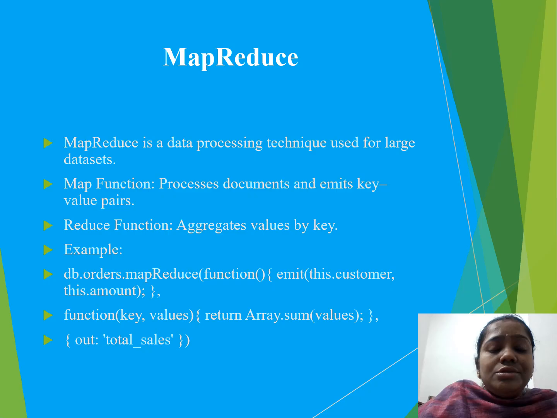MapReduce in a NoSQL database is a data processing technique used for large data sets. The map function processes the documents and emits the key-value pairs. Whenever we use MapReduce, we have to use the aggregate key values. The example of MapReduce is given in such a way that db.orders, where we use a function called mapReduce. MapReduce is a data processing technique that is used for reducing large data sets into a small data set. And the functions should also be used with the MapReduce along with the keys and values.